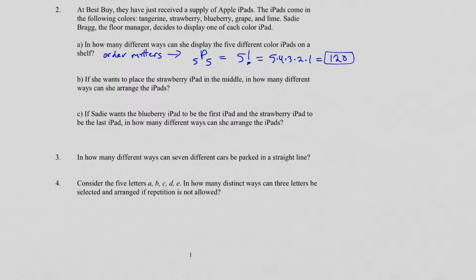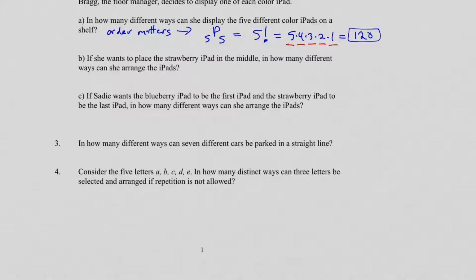Letter B. If she wants to place the strawberry iPad in the middle, how many different ways can she arrange the iPads? If you think about the 5 spots, in the first spot she had 5 colors to choose from. Once she put a color there, the next spot she had 4 colors to choose from, and then 3, then 2, and then the last one, you had no other place to put it than that spot. So that's the 1.